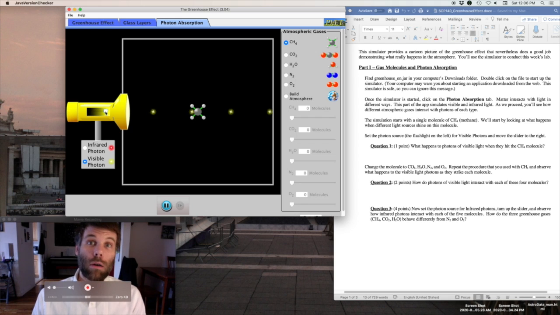This slider allows light to come out more or less quickly. For this demonstration, I'm going to let it come out pretty fast, but when we move on to the infrared light, I'll let the light come out a little bit more slowly to illustrate a bit better what's really going on.